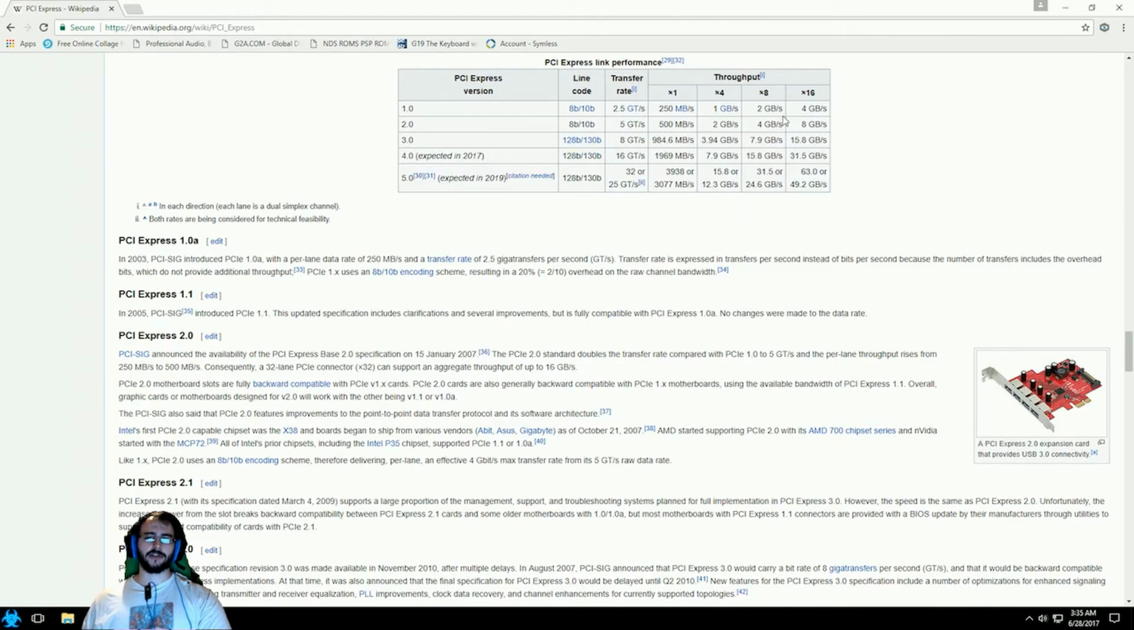Now, when we go down to 2 and 1, it's a whole different story. But as you can see through the years, it's basically just doubled. So times 8, you get 2 gigs per second, then 4 at 2.0, and then 8 at 3.0, and then expected 16 at 4.0, and expected 24 to 32-ish on 5.0.